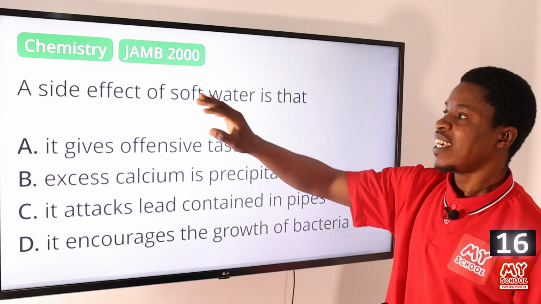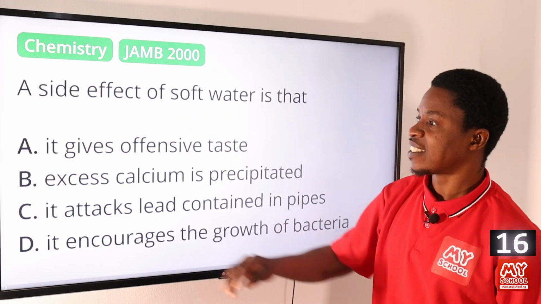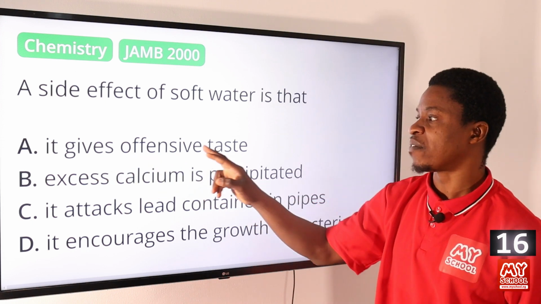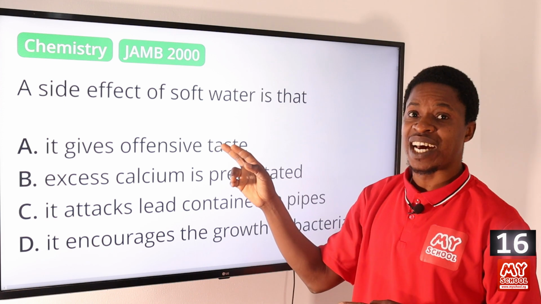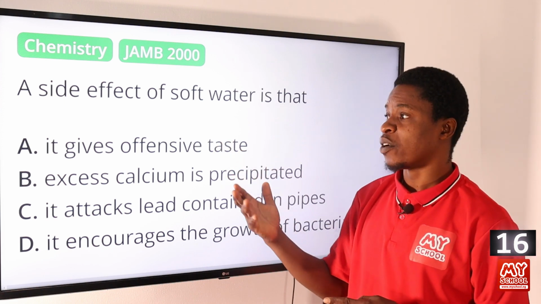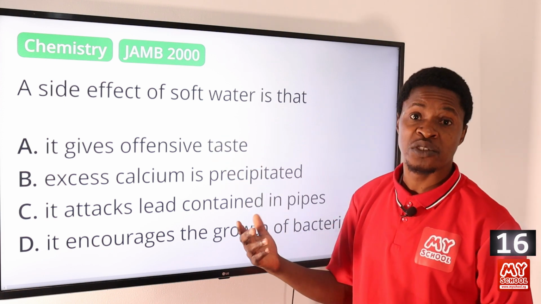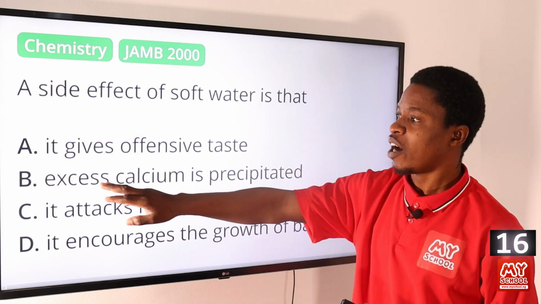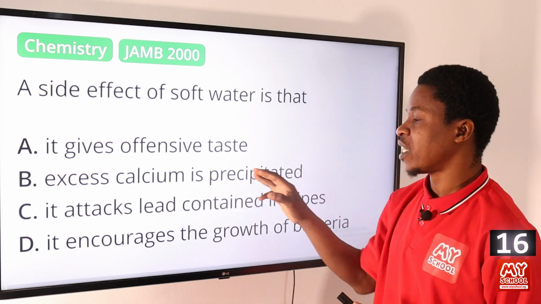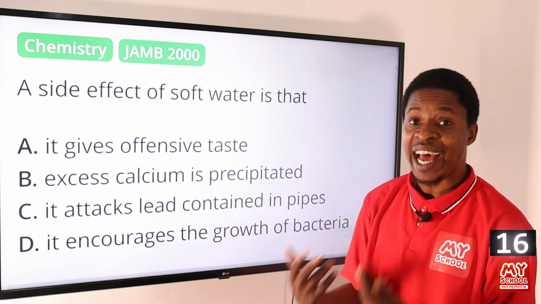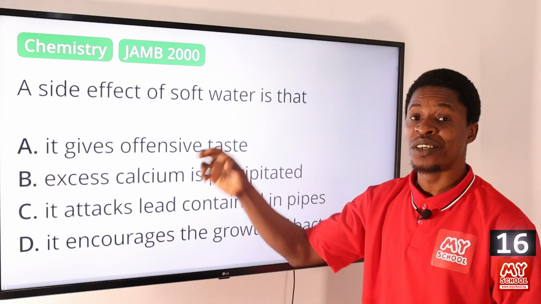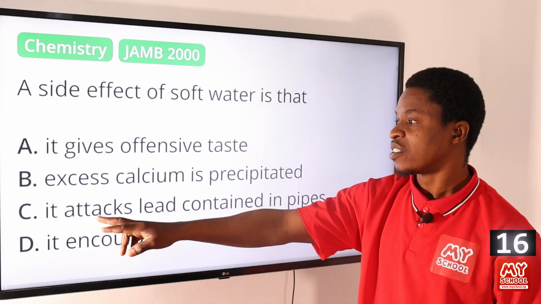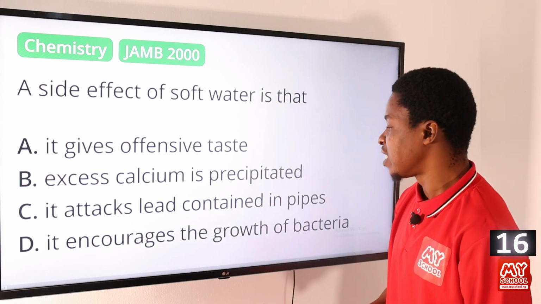So in other words, a side effect of soft water is that option A says it gives offensive taste. No, because it does not have those minerals there, it could have a flat taste anyway. But if it is good water, it should be tasteless. So it's not option A. Option B, excess calcium is precipitated. No, if it were hard water, we say excess calcium can be precipitated, because calcium ion would have been present in hard water. Option C, it attacks lead contained in the pipes.